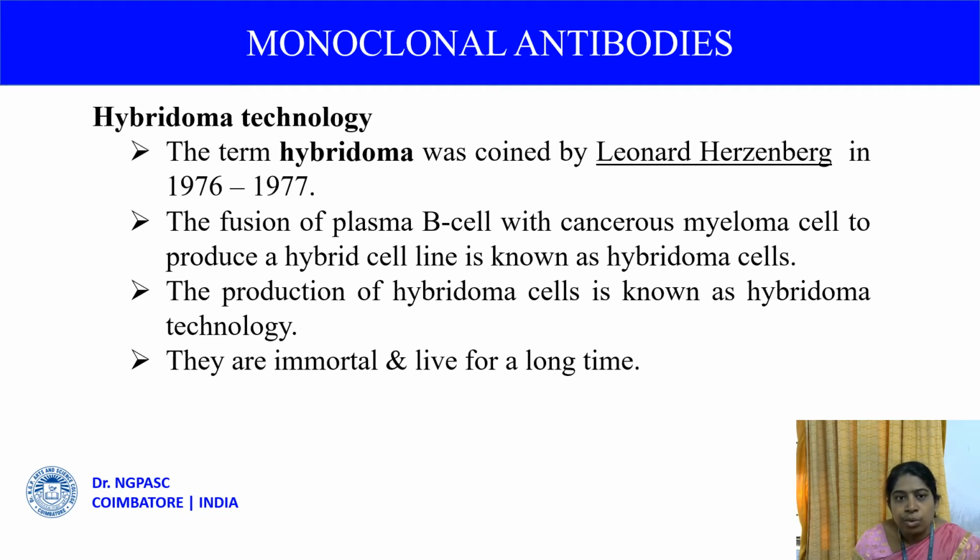Next, moving on to what is meant by hybridoma technology. The term hybridoma technology was coined by Leonard Herzenberg in the years 1976 to 1977. So what is meant by hybridoma? It is a fusion of a plasma B cell with a cancerous myeloma cell to produce a hybrid cell known as a hybridoma cell. The production of hybridoma cells is known as hybridoma technology. They are immortal and they live for a long time.